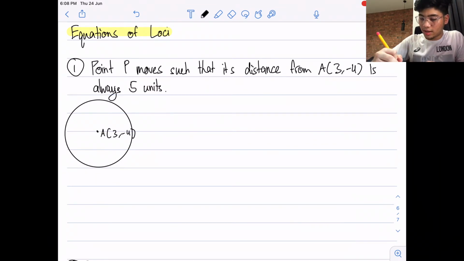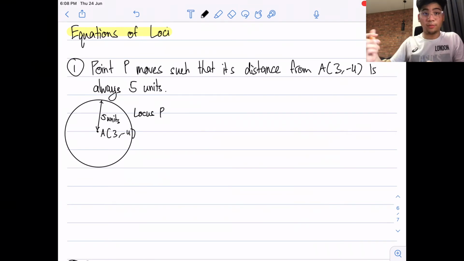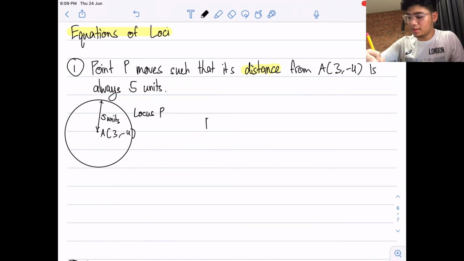And then we already know that the distance from point A to the circumference over here will always be 5 units. So how do you find this locus of point P? It's actually in the question by itself. Distance. We have to use the distance formula. So what I like to do is let locus P, well, more like the distance itself, I like to label it as PA equals 5.